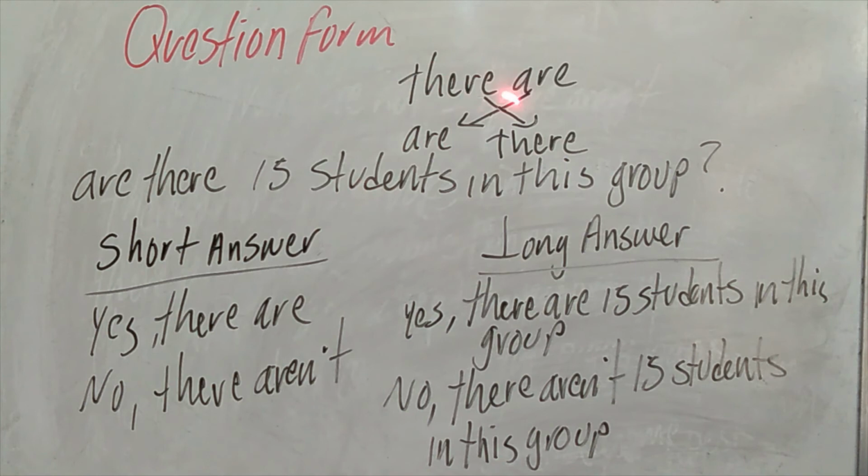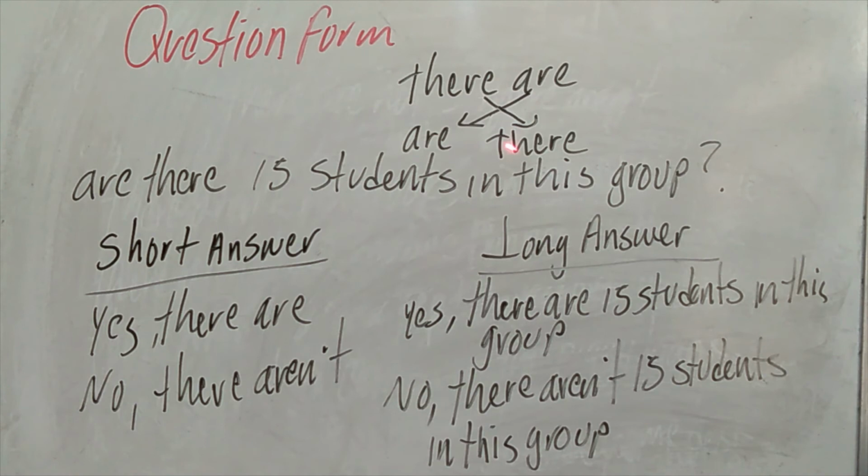Para hacer nuestra pregunta, por ejemplo, decimos, are there 15 students in this group? Dice, hay 15 alumnos en el grupo. Acuérdense de la cuestión del signo de interrogación, ¿sale? En inglés solamente vamos a poner un signo, que es al final. No lo ponemos al principio. Nunca lo vas a ver al principio en la cuestión en inglés. Solamente se utiliza al final, ¿ok?